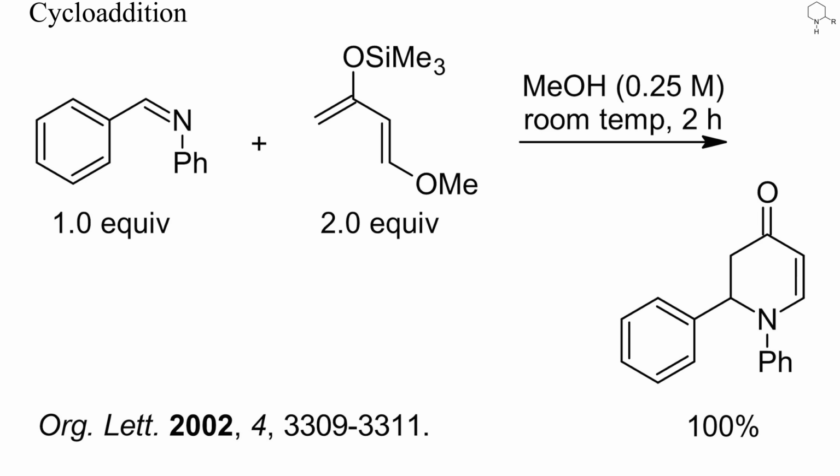Cycloaddition of the Danishefsky diene to imines yields pyridones like the product shown here. These are valuable intermediates for preparing substituted piperidines.